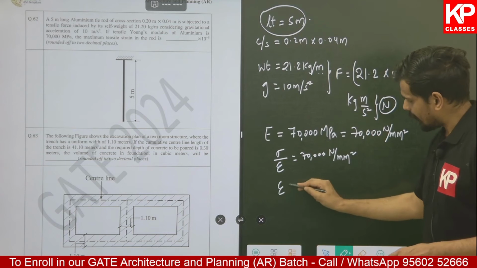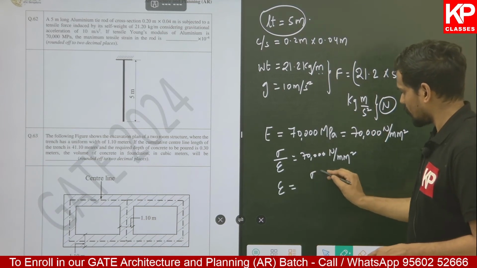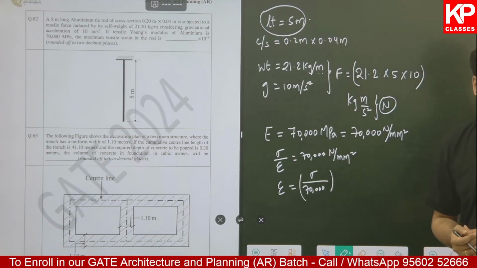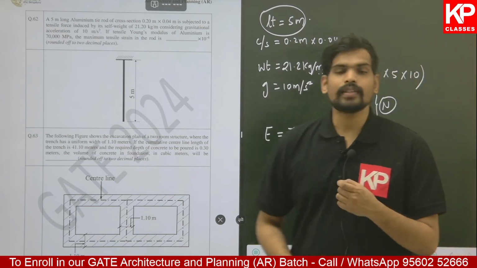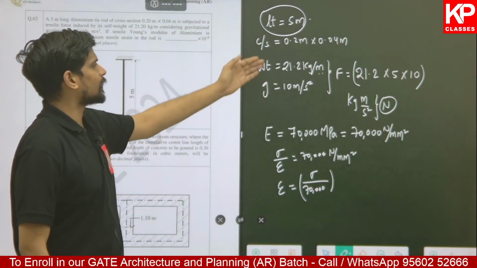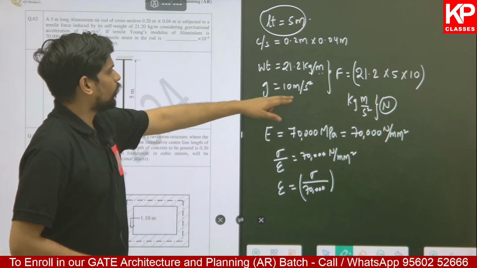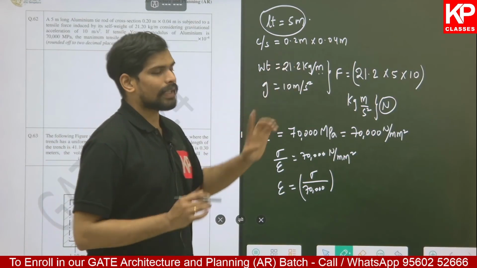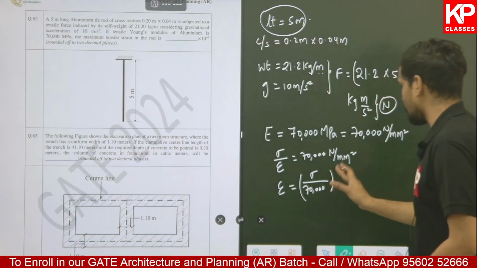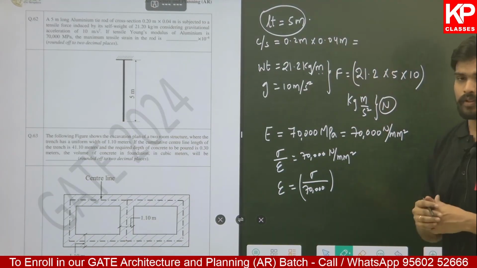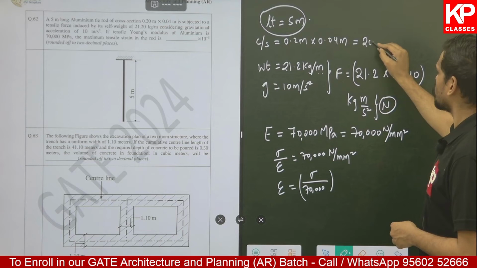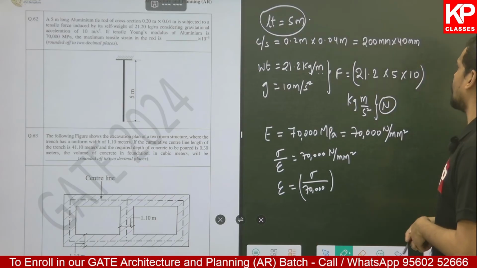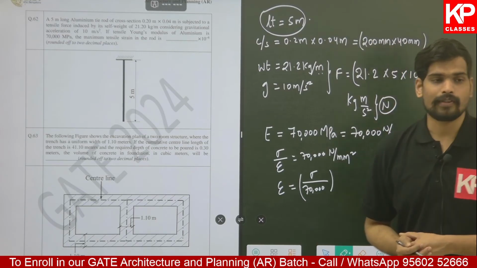They are asking us the strain value. So strain is equal to the stress value divided by 70,000. You just need to take care that the measurement unit is in Newton per mm square. So what is stress now? Force per unit area is called stress. So force we have already calculated, 21.2 into 5 into 10, divided by the area, but the area you will need to take in millimeters because we want it in mm square. So the cross sectional dimensions in millimeter will come out to be 200 millimeter by 40 millimeter.